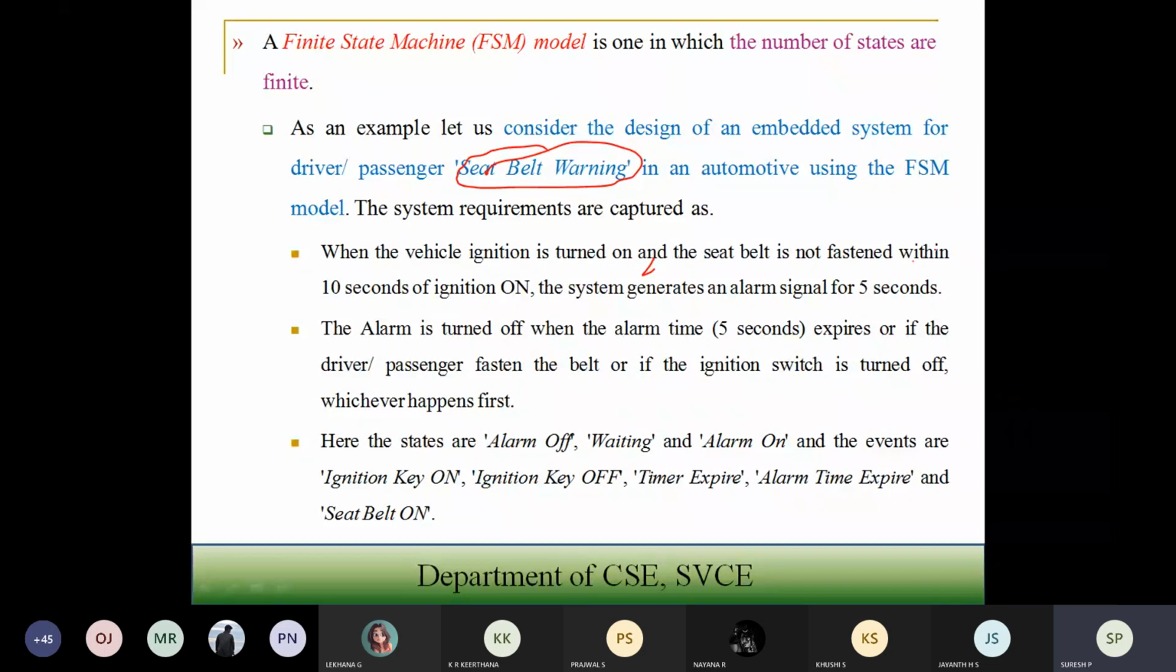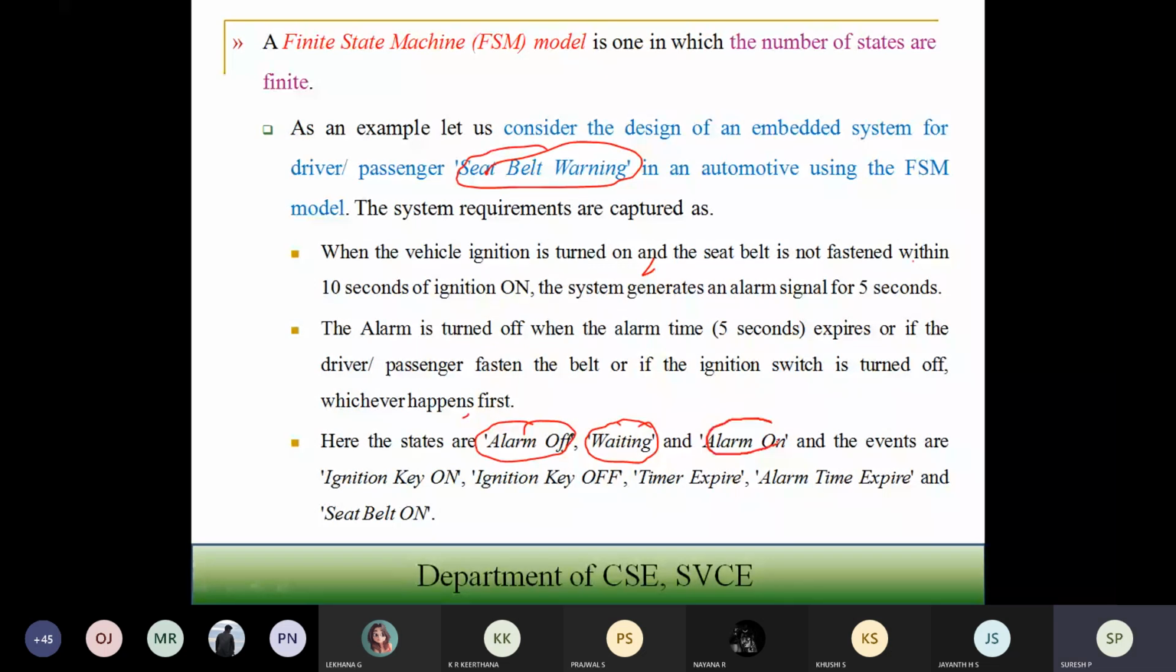Then the third condition is if the passenger fastens the belt. Either the 5 seconds is over, or the passenger fastens the seat belt, or the ignition is turned off. If any one of these events occurs, your alarm has to turn off. Now, what are the different states your finite state machine has to have? Here the states are: alarm off is one state, waiting is another state, and alarm on is another state.